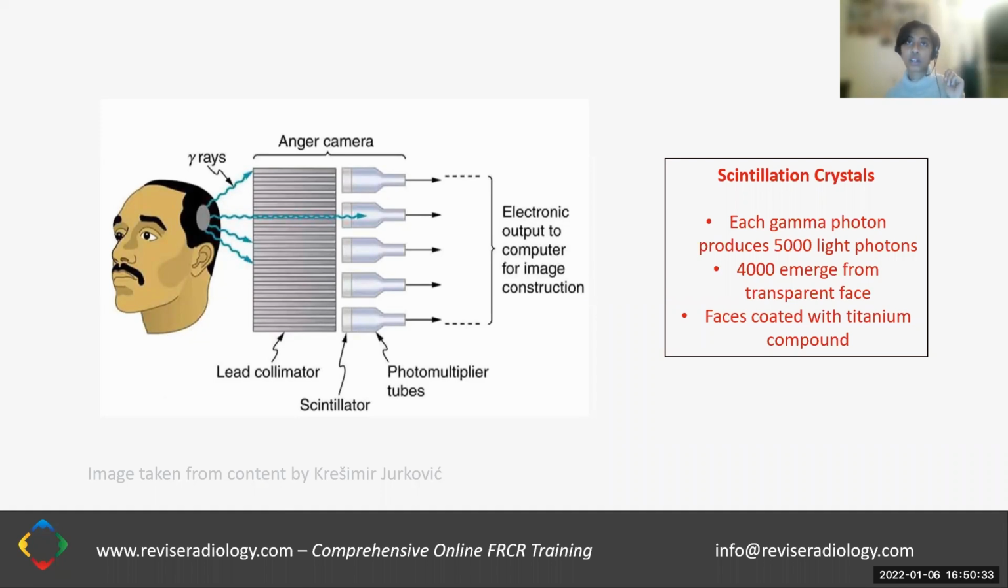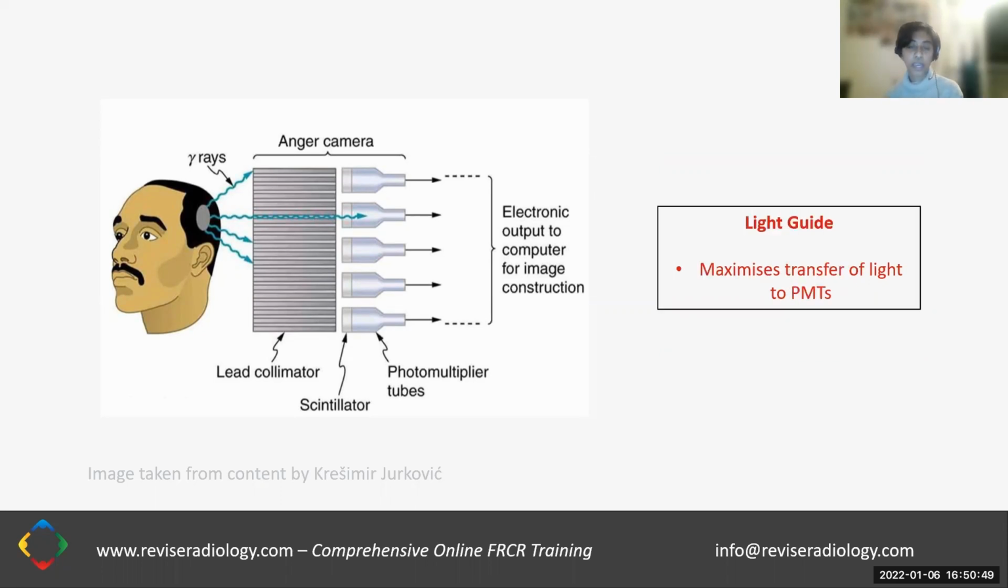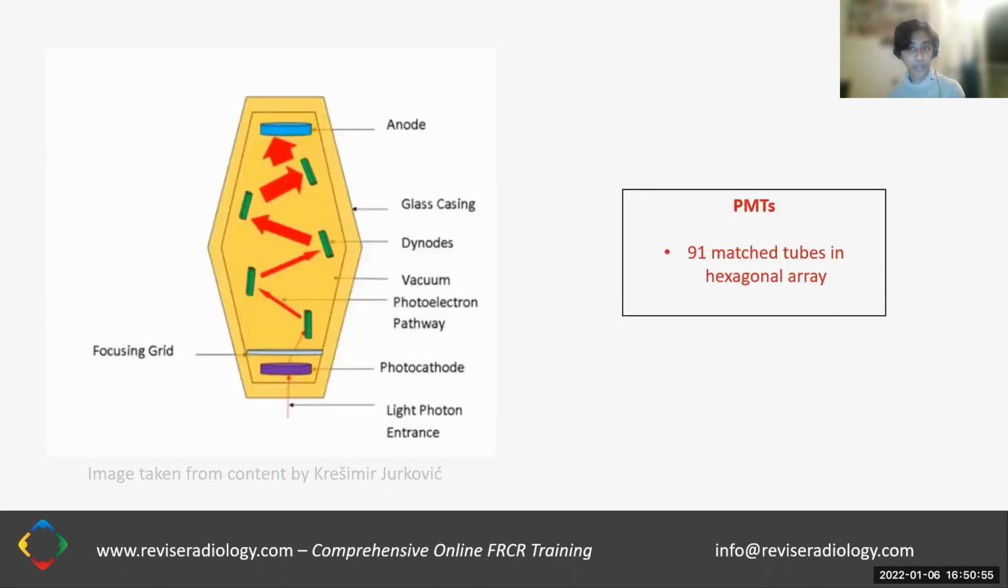Around these 10 photons, which have managed to make it through the collimator, are going to come into the crystals. They're going to bounce around all of these titanium walls, and a lot of visible light photons are going to be produced, and then they're going to emerge from the crystal. These photons are passed through a light guide, which will safely transport them to the photomultiplier tubes.